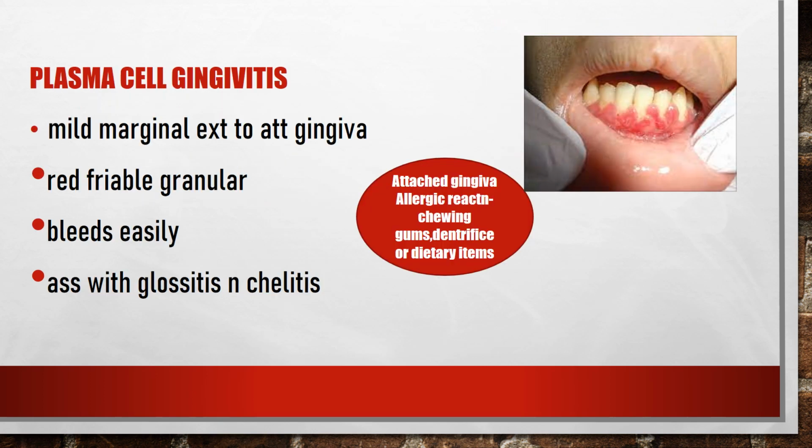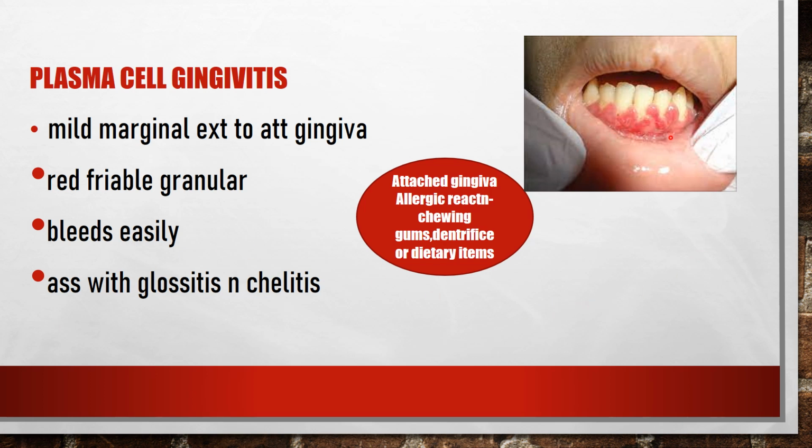The next one under chronic inflammatory gingival enlargement is plasma cell gingivitis, which is a mild marginal involvement extended to the attached gingiva. The marginal gingiva is much less involved compared to the attached gingiva. That is the main area, and you can see that it appears red, friable and granular, and bleeds easily. It is associated with gingivitis and cheilitis. So it is more confined to the attached gingiva.